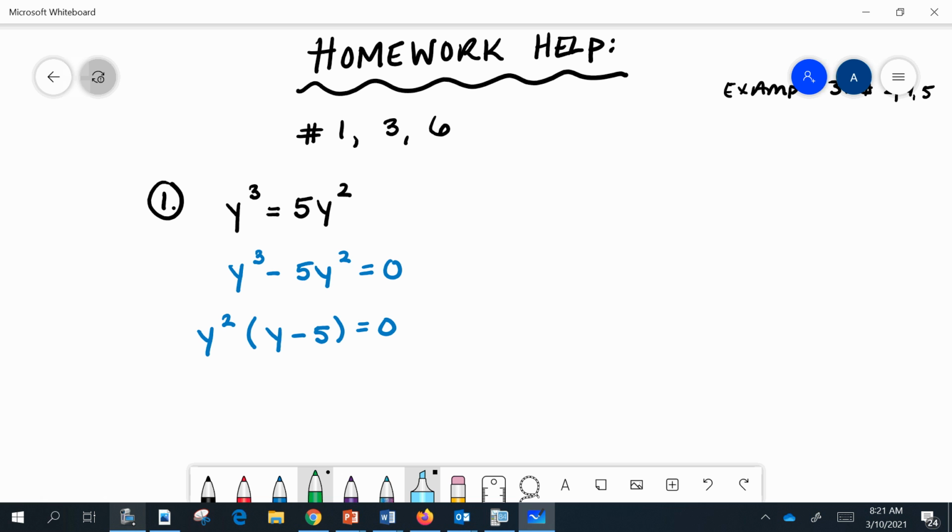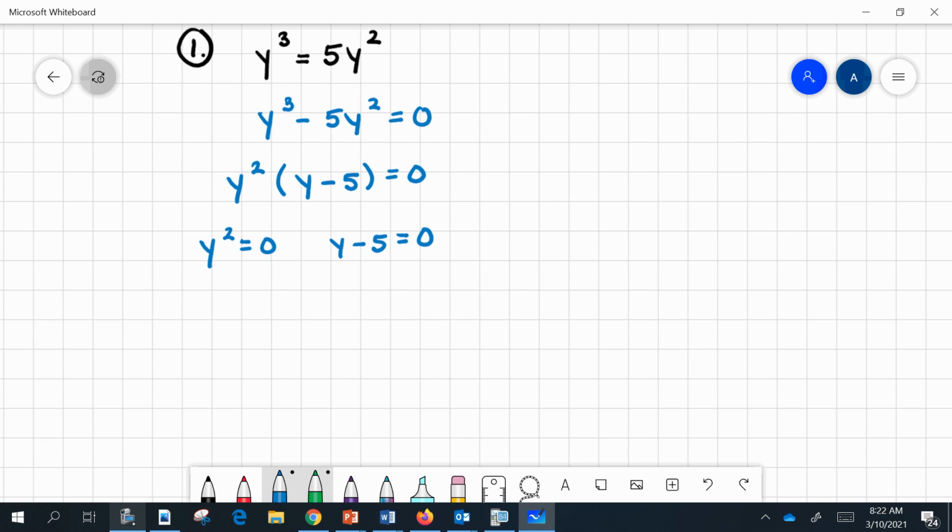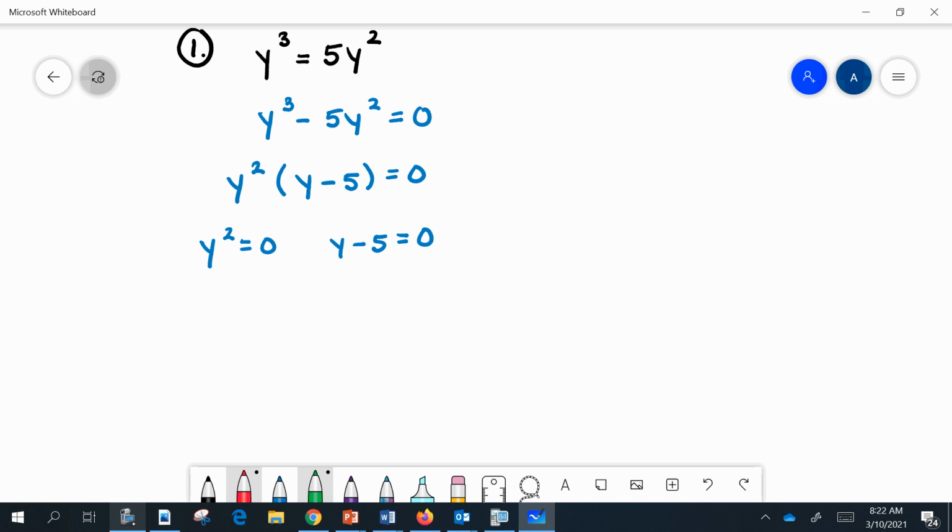When I look at this result, since the y is not raised to a power, y minus 5 is completely factored. You're not going to be able to factor that part more. So we're now going to set each factor equal to 0 and solve. Let's remember this part: y squared equals 0 means that it's y times y equals 0. That means that the first y equals 0 and the second y equals 0.